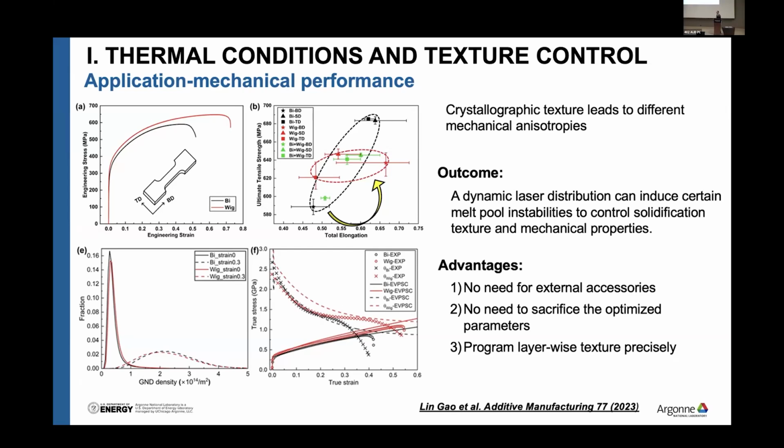For example, there is no need for external accessories, and there is no need to sacrifice the optimized printing conditions. And you can even use this strategy to program a layer-wise texture precisely. For example, if you need to print a very large-scale sample with thousands of layers, you can freely select a different printing strategy at each layer to satisfy a specific requirement of this large-scale component printing.